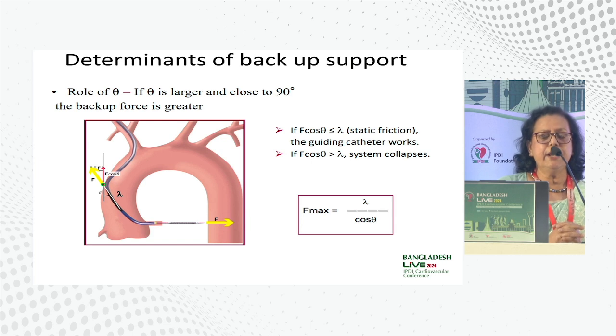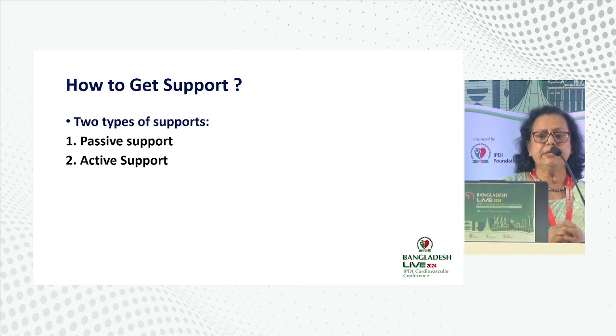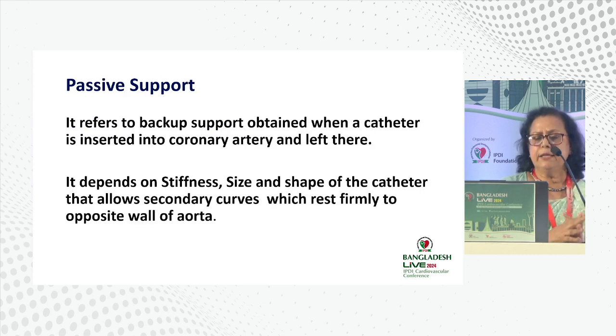This is the theta angle, the angle formed by the secondary curve with the opposite wall of the aorta. The wider the angle, the greater the support. How to get support? There are two types of support, passive support and active support. Passive support refers to backup support obtained when a catheter is inserted into the coronary artery and left there. It depends on its stiffness, size, and shape of the catheter that allows secondary curves which rest firmly opposite to the aortic wall.